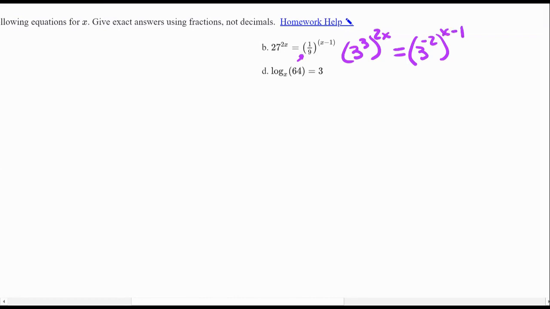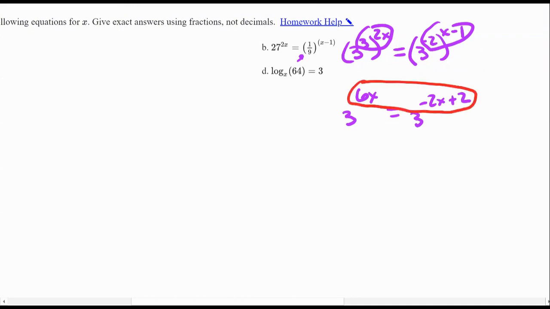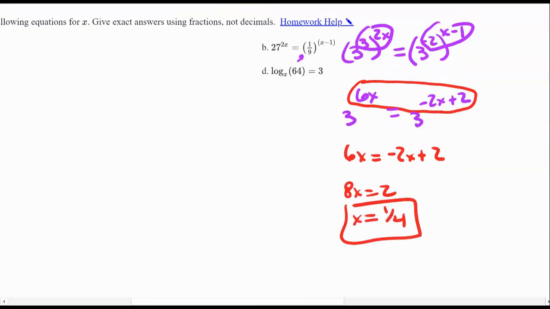Now I do the same thing as the last one where I use my power of a power rule, and I multiply here, so 3 to the power of -2x plus 2, and then I can set the exponents equal to each other and solve. So -2x plus 2, add 2x to both sides, divide by 8 to get 2/8, or if I simplify it, 1/4.